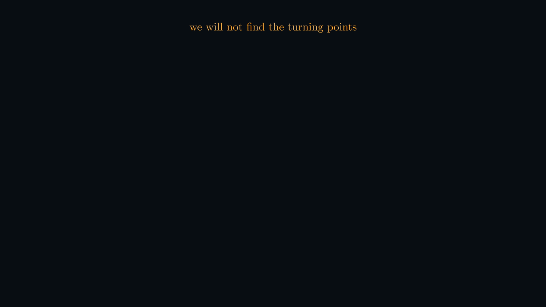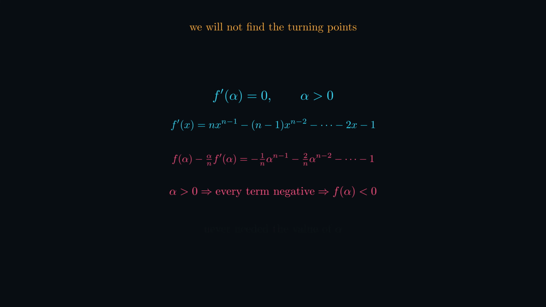First claim, the turning points are all below the axis. We are not going to find them. For general n we cannot, and we do not need to. Suppose alpha is a positive turning point, so f prime of alpha is 0. Write out f prime: n alpha to the n minus 1, minus n minus 1 times alpha to the n minus 2, and so on.